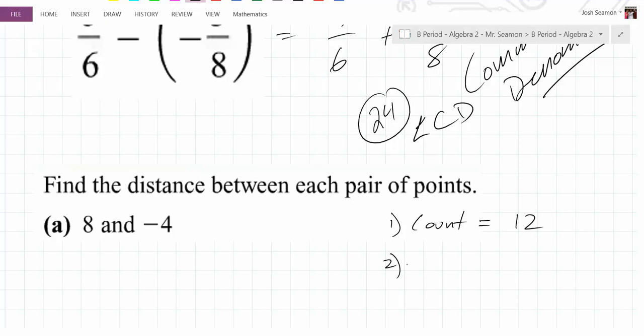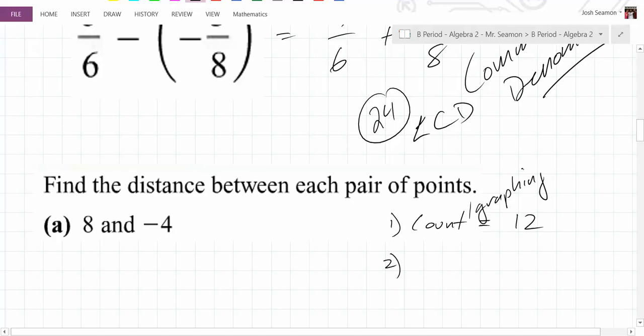Do you have an idea? I was going to say maybe graph. You could graph it. So we'll call this counting slash graphing, because it's kind of the same thing. Visually you could do it that way. Okay? But let's say you want to do it algebraically. What's the distance between 2 and 8? 6. How did you get 6?